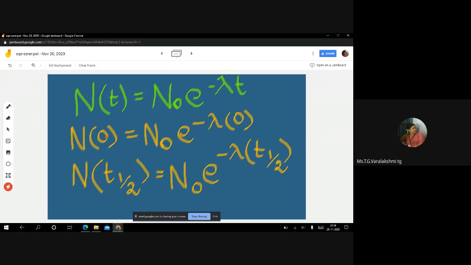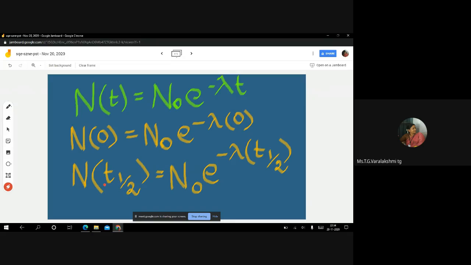If I have t is 0 in the place of t, that is the initial time, t is equal to 0, means what will happen? I will get only N naught e power lambda times 0, that wholly becomes 0. Anything raised to power 0 is 1. This entire term becomes 1. So the number of radioactive nuclei present at time t equal to 0 is N naught. Clear?